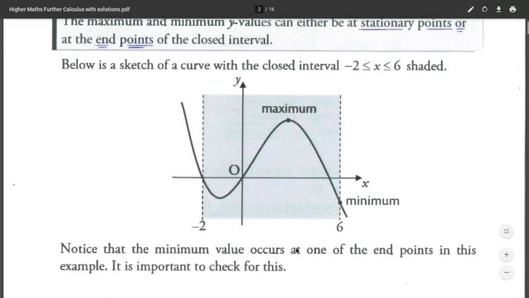So note that the minimum value occurs at one of the endpoints in this example. It is important to check for this. So we do need to check the endpoints, which is what I was just saying. Substitute -2 and 6 into y equals.